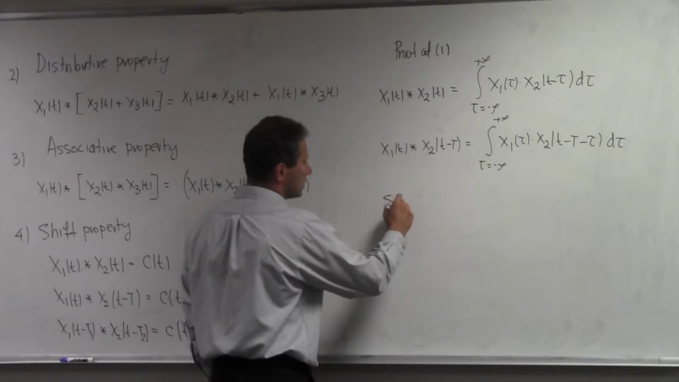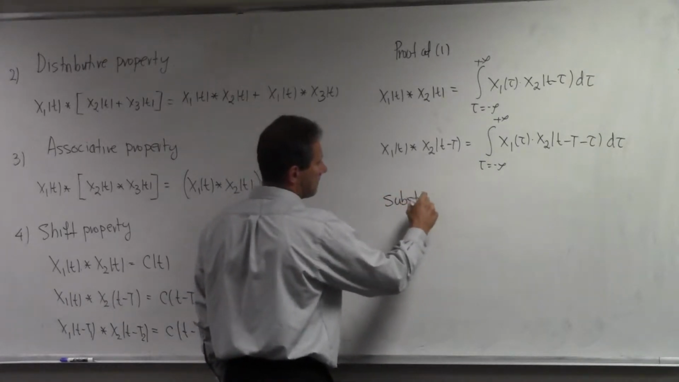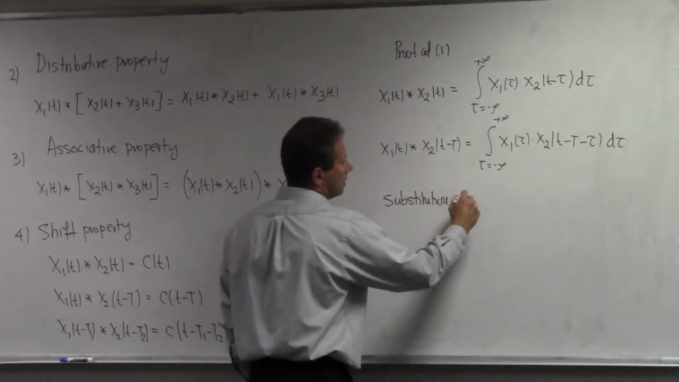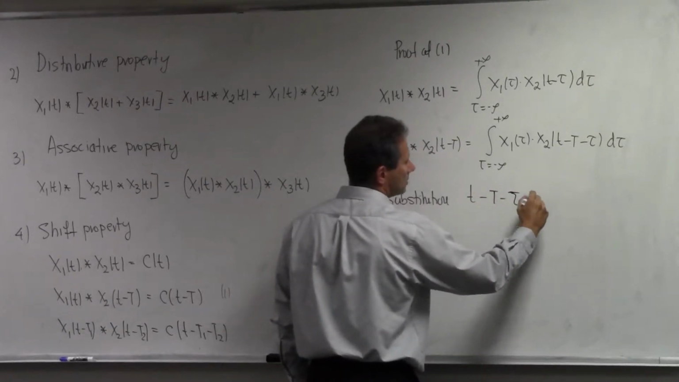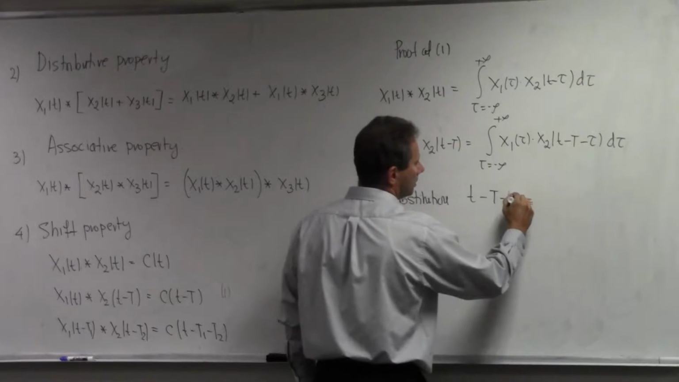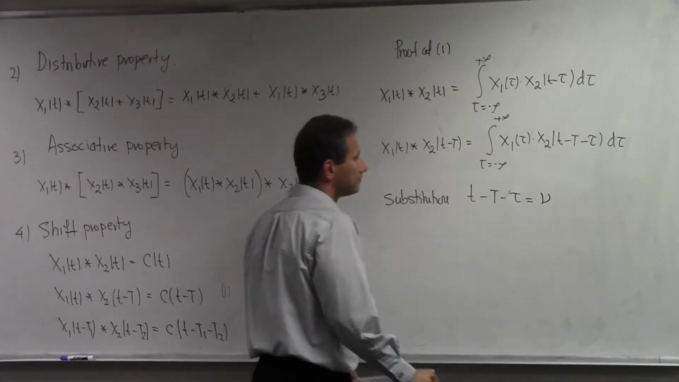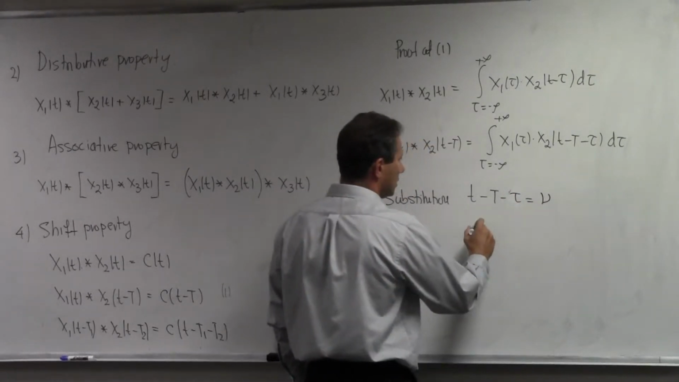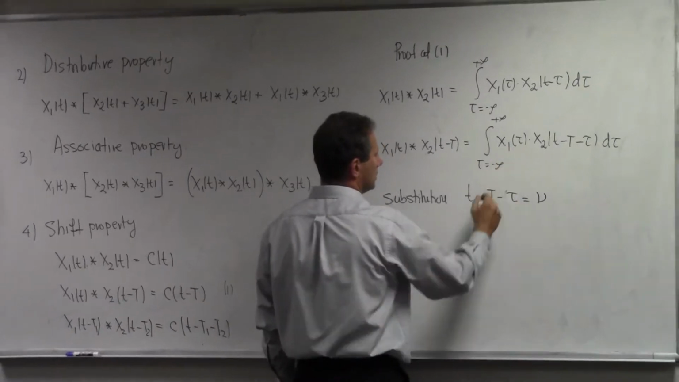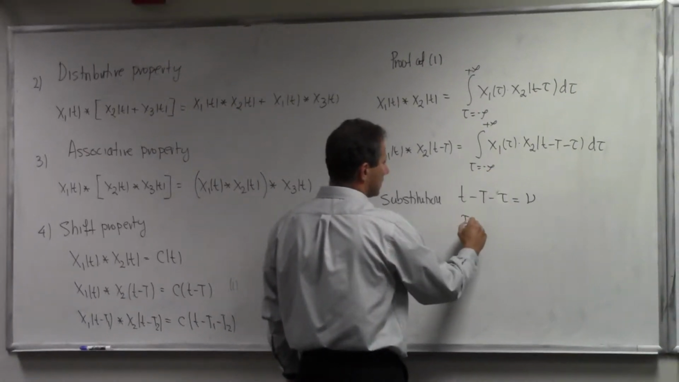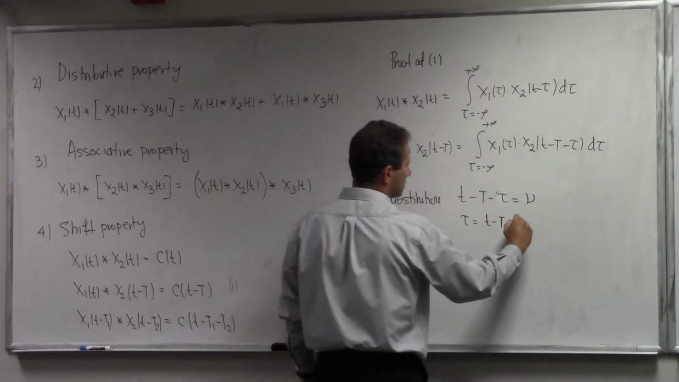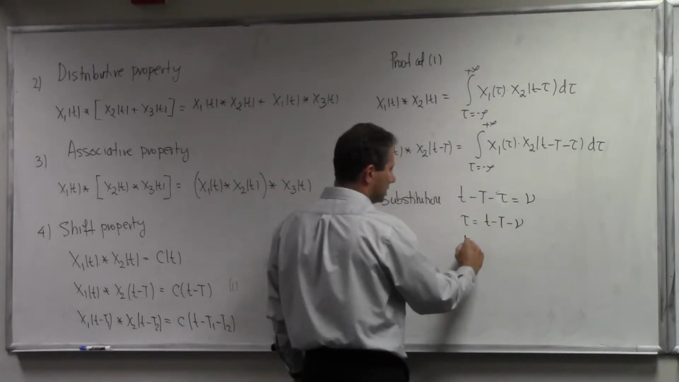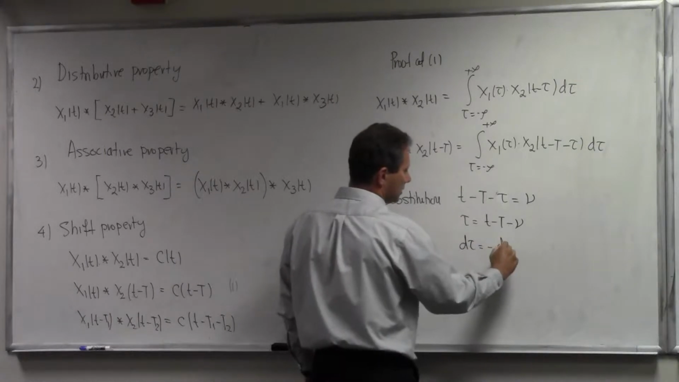Now I'm going to introduce the substitution where t minus capital T minus tau is going to be a new variable, which I'm going to call nu. From here, you can see what do we need? We need tau. So tau is going to be t minus capital T minus nu, and d tau is going to be minus d nu.